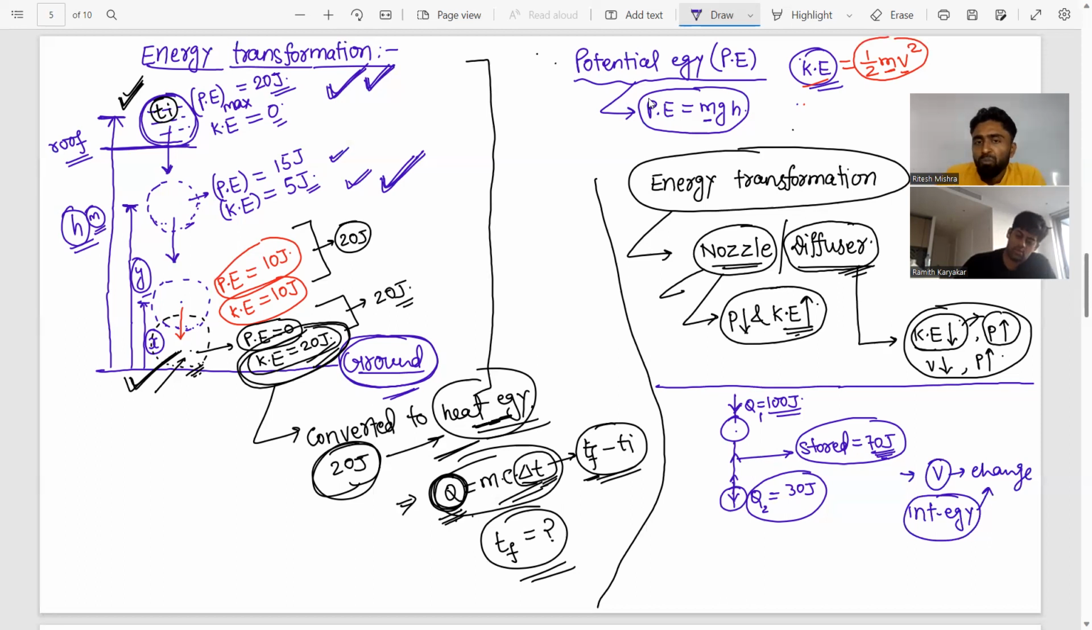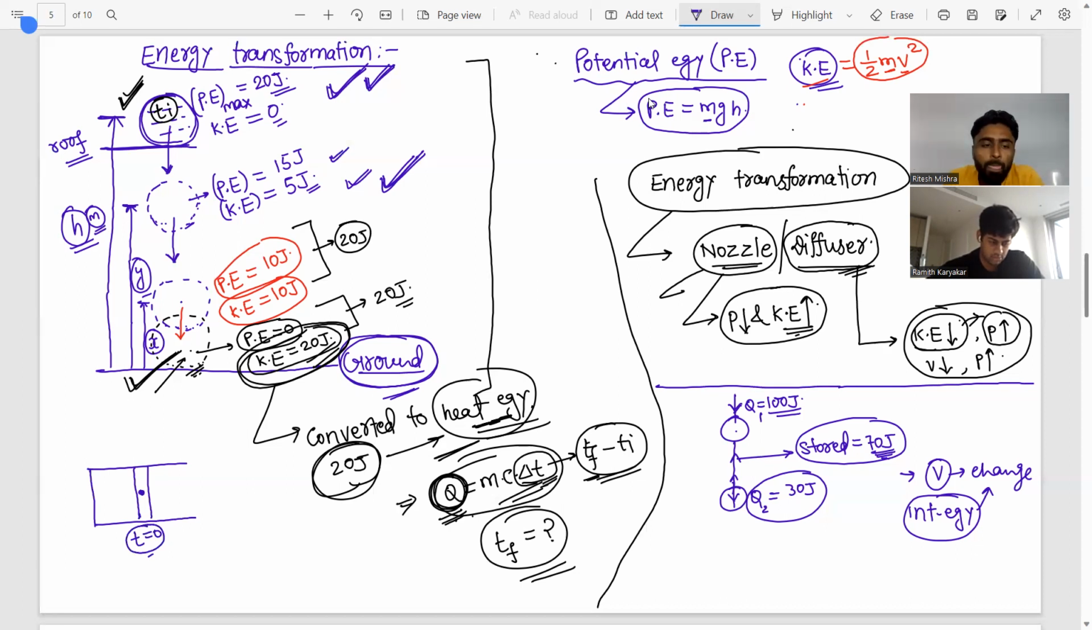Let us see a piston cylinder arrangement here. I am giving a piston cylinder arrangement. At any time, piston is at this position. Let us assume t is equal to 0. At t equal to 0 time, piston is at this position. And here, any working substance is placed.